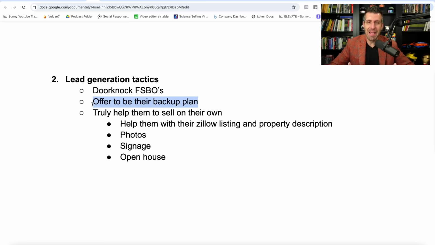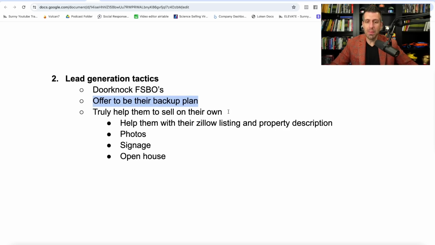In the event that they cannot sell the home on their own, I'm going to make an offer to them to be their second option. If they can't sell on their own, then I'm going to offer to be a backup plan for them to get the property sold. And then while they're in my pipeline, and we're going to break down the numbers in just a second, now listen closely, I'm going to actually help them to sell the home on their own. Brandon, what?